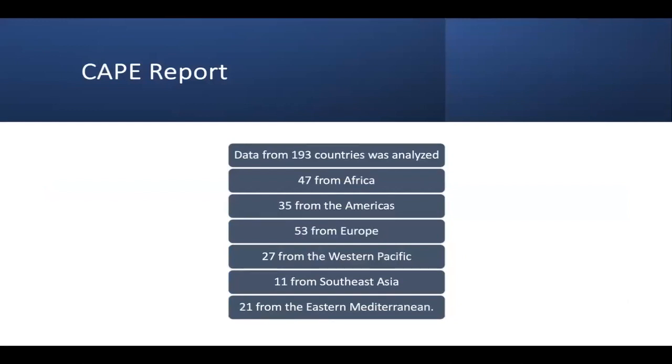All countries, as described in the World Bank database, 193 in total, were considered for data extraction during the computation of the CAPE Index. Data from 193 countries was analyzed, including 47 from Africa, 35 from the Americas, 53 from Europe, 27 from the Western Pacific, 11 from Southeast Asia, and 21 from the Eastern Mediterranean.